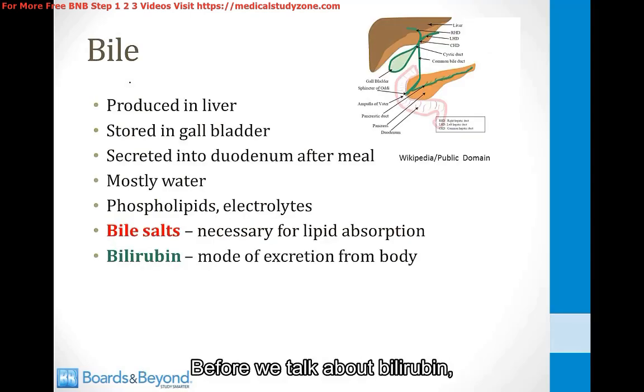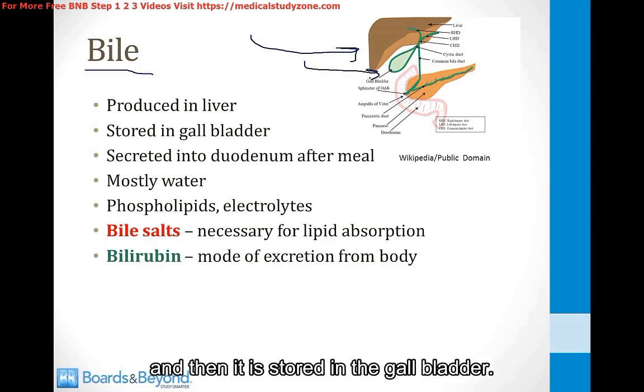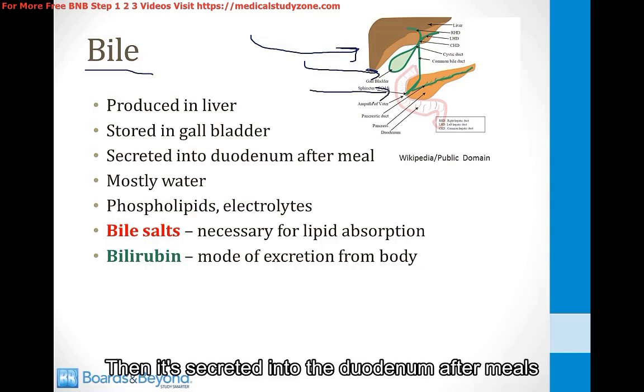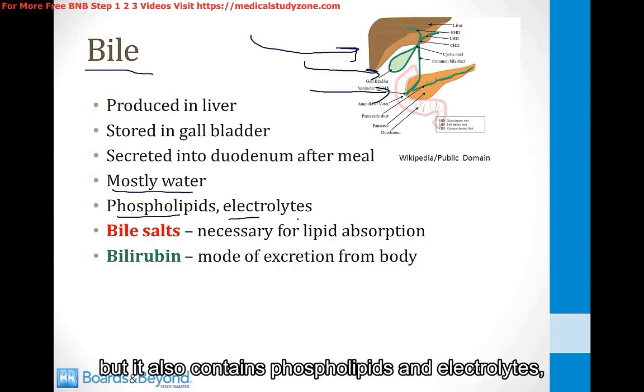Before we talk about bilirubin, let's review the topic of bile. Bile is produced in the liver and then it is stored in the gallbladder. Then it's secreted into the duodenum after meals to help with absorption of fats. Bile is made up mostly of water, but it also contains phospholipids and electrolytes.